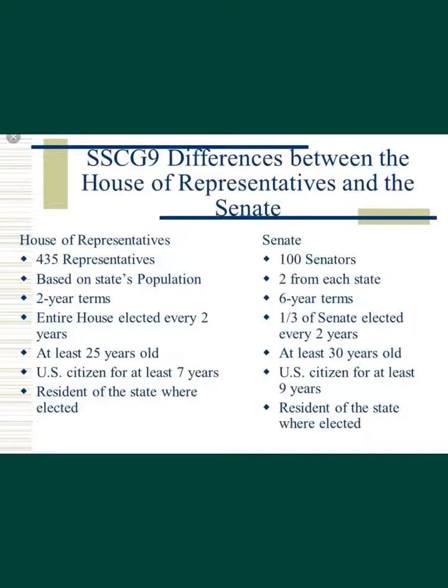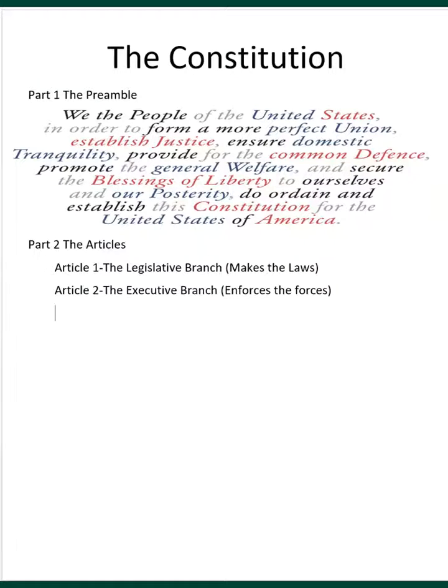In the Senate, there are only 100 senators, 2 from each state. They run 6-year terms. 1/3 of the Senate is elected every 2 years. They must be at least 30 years old, and a U.S. citizen for at least 9 years. They must be the resident of the state where they are elected.